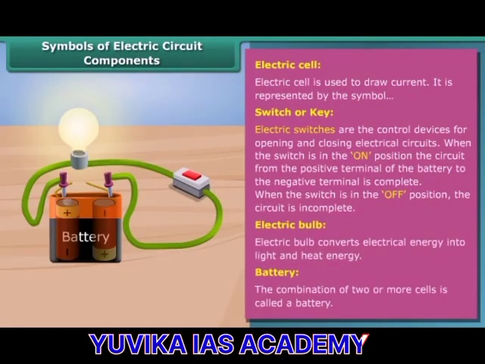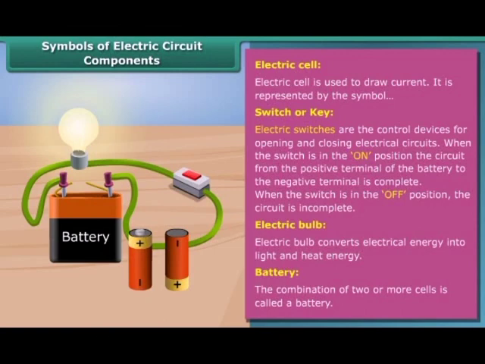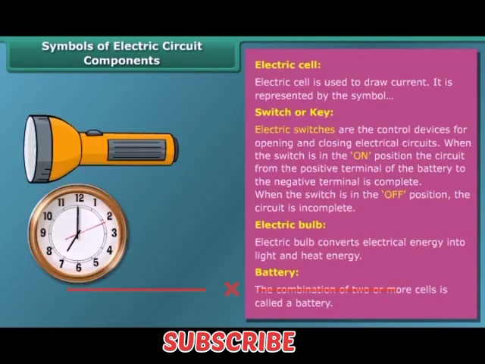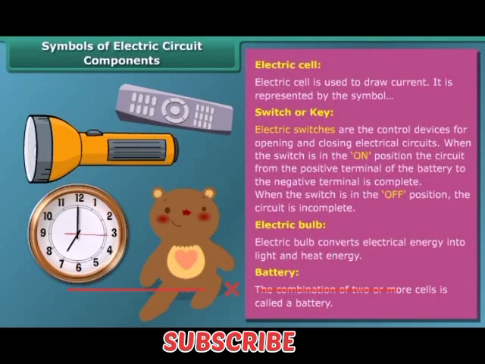The combination of two or more cells is called a battery. In a battery, the positive terminal of one cell is connected to the negative terminal of the next cell. Many devices such as torches, wall clocks and watches, toys, TV remote controls are battery-operated devices.